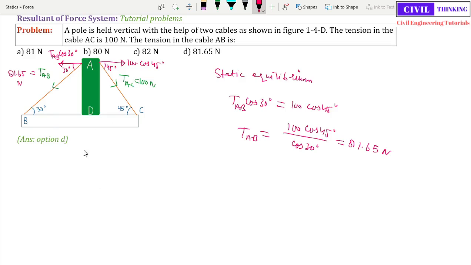Now which option is the correct option? I think here it is 81.65. Option D is the correct option. So this is how we solve the problem.